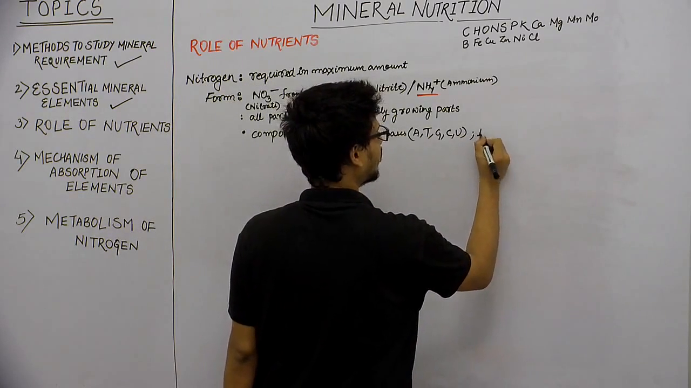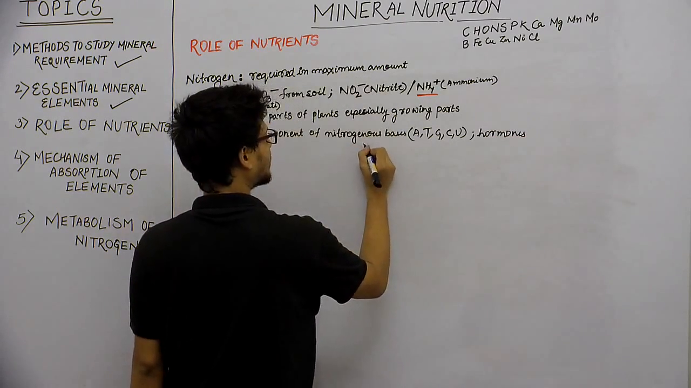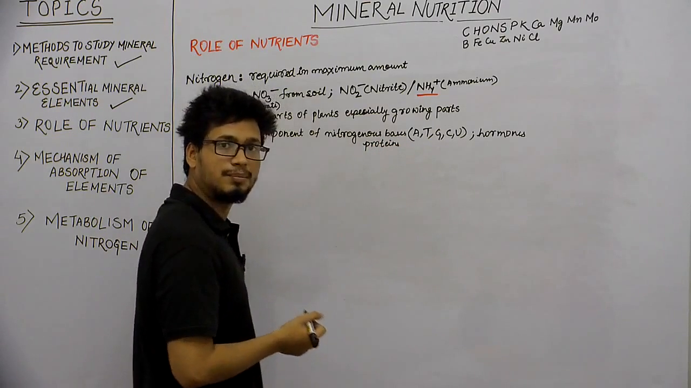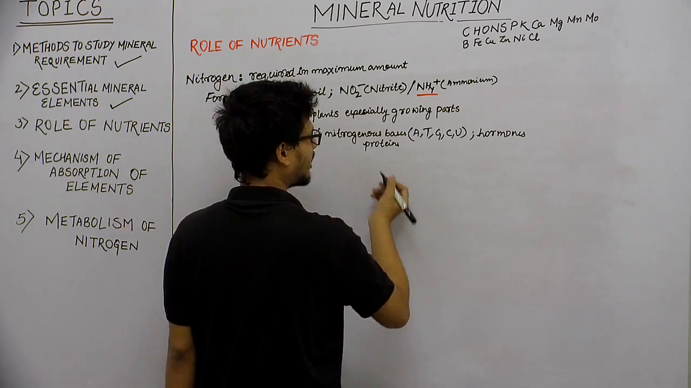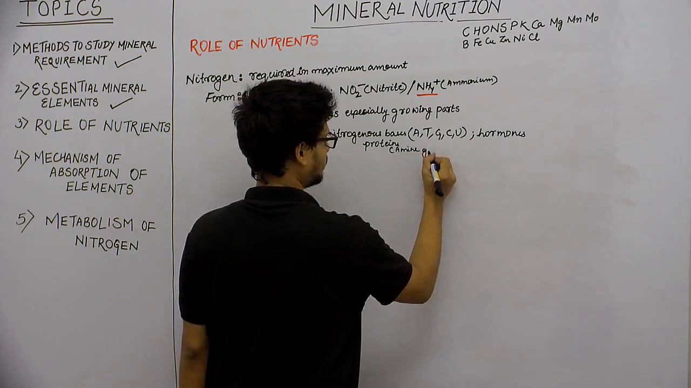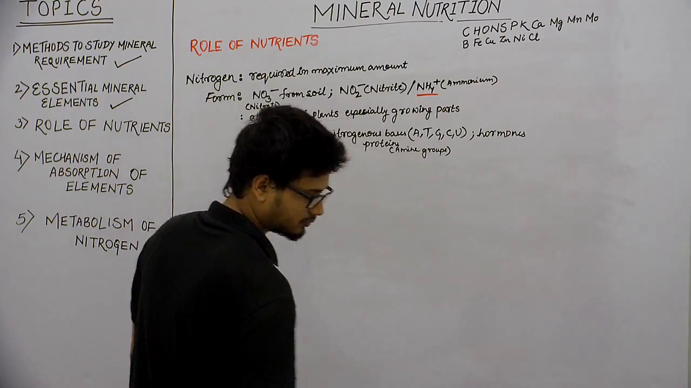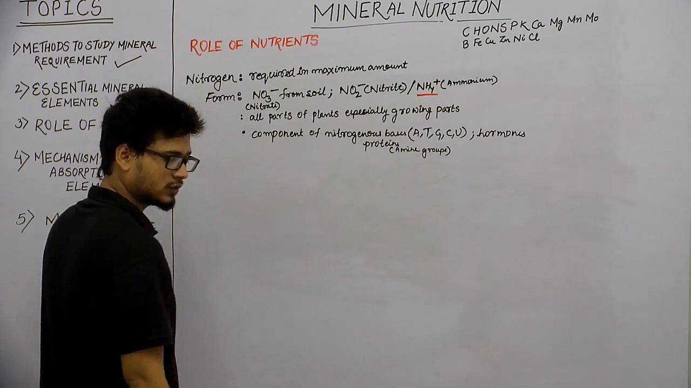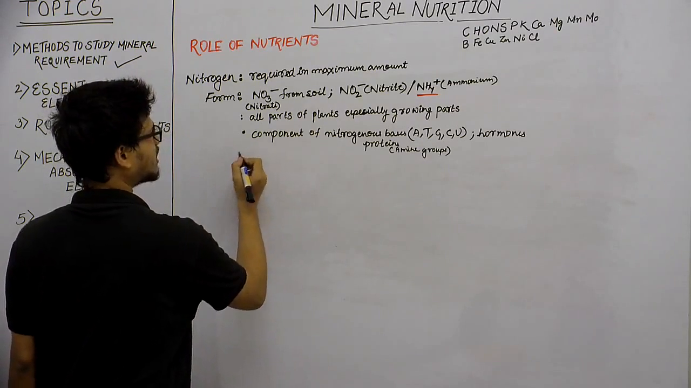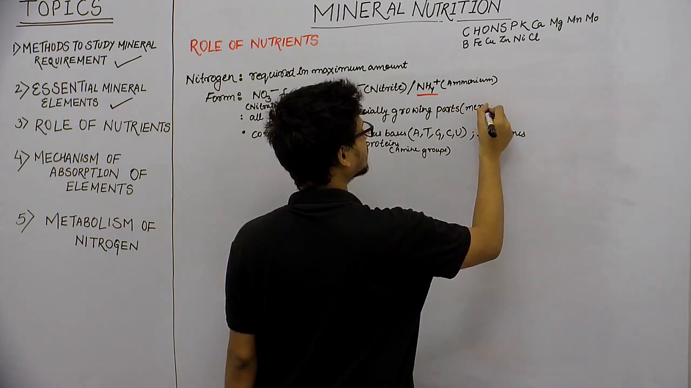They are also present in hormones, as well as in proteins in the form of amines. The amine group is present in the amino acids of proteins. And they are required especially by the growing parts of the plant. The growing parts of the plant are the meristematic tissues.